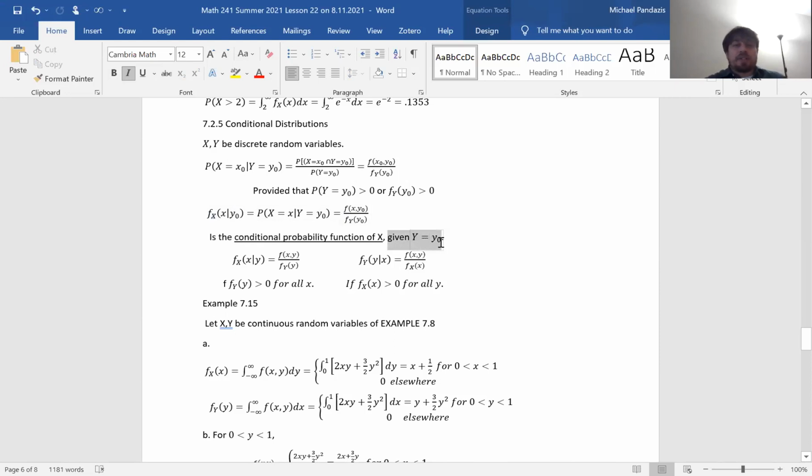Okay, so f sub x of x given y is equal to this, where instead of y naught we're using y. And then f sub y given x is symmetric. All that changes is that instead of the y's being here, it's x's. And again, this is if these two things in the denominator are positive. You can never divide by 0 for a fraction to make sense, so we want these two things to be positive.